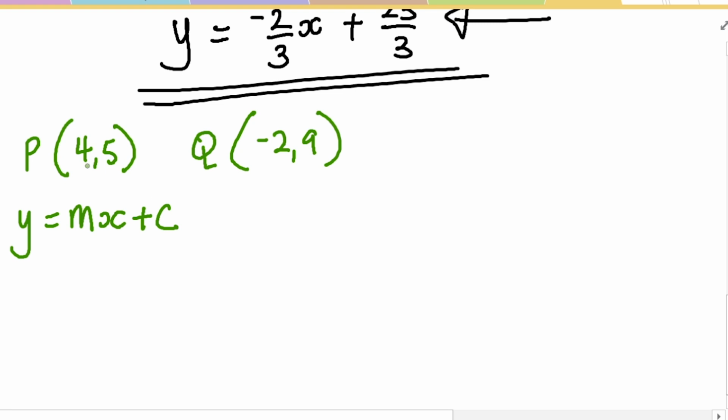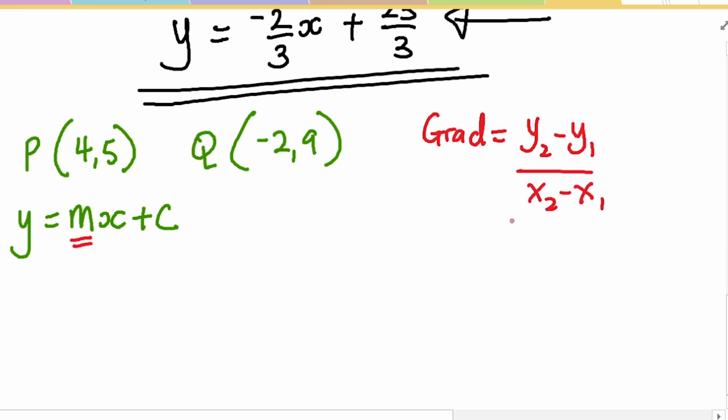From here, we are going to first find the gradient. We know that the gradient is given by y2 minus y1 over x2 minus x1, right? So what is our value of y2? Let's label these ones. Let's call this x1, y1. Let's call this x2, y2. After labeling them, we substitute them here. So y2 is 9 minus y1, which is 5, divided by x2, which is negative 2, minus x1, which is 4.